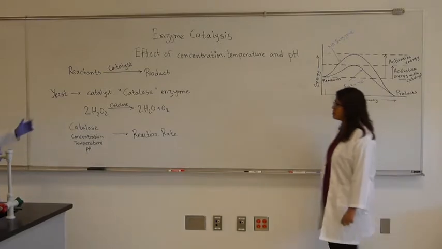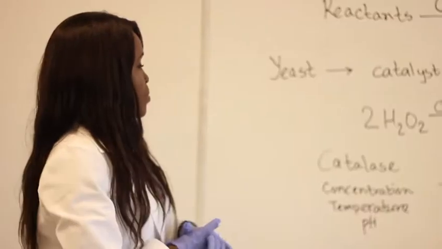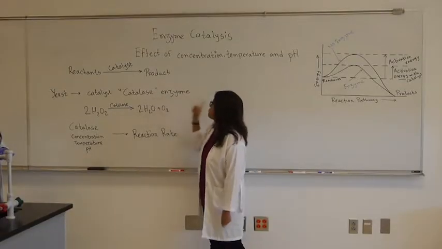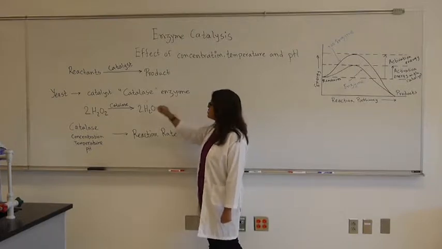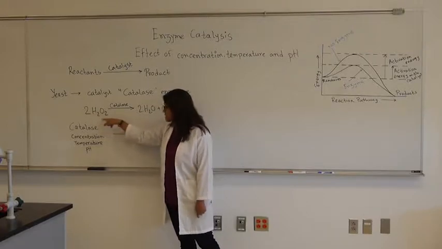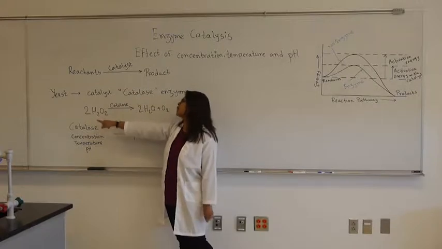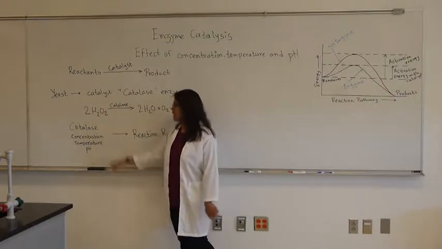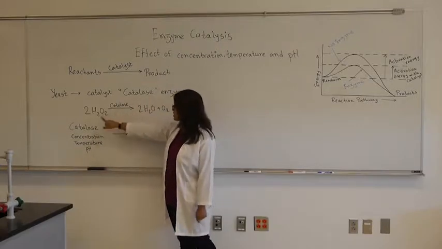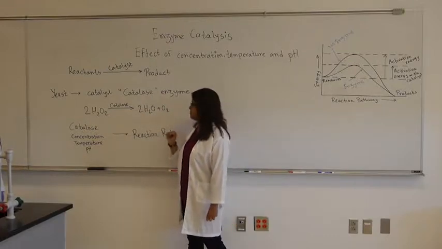So the yeast is the one that provides the catalyst, right? Exactly. The catalyst is the catalase enzyme. We can use this catalase enzyme to decompose a chemical substance, hydrogen peroxide. Hydrogen peroxide is a byproduct of the metabolic process that happens in our body. It's quite toxic, so what catalase does is break it down into water and oxygen.